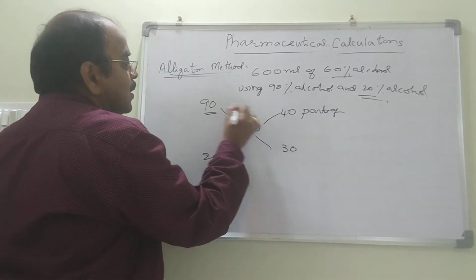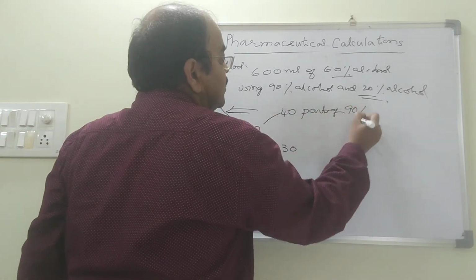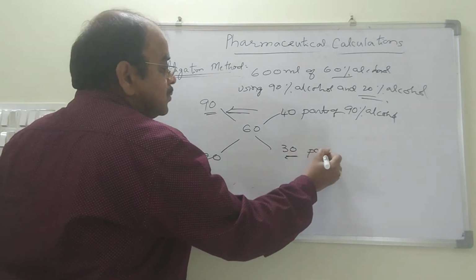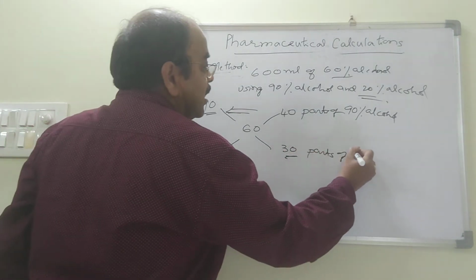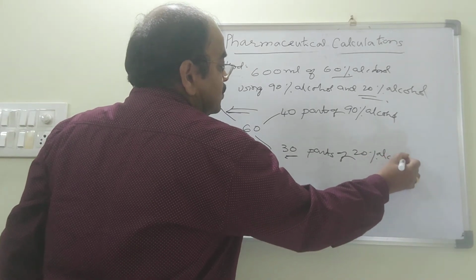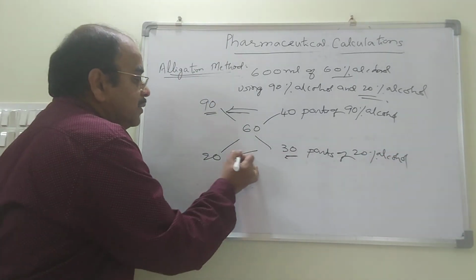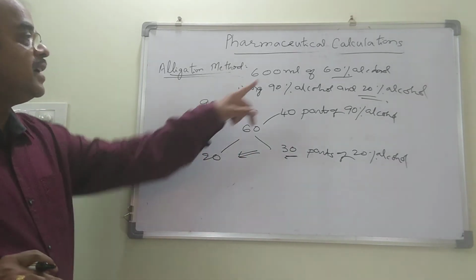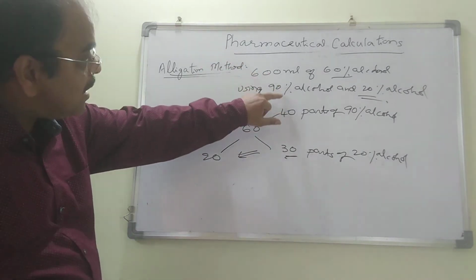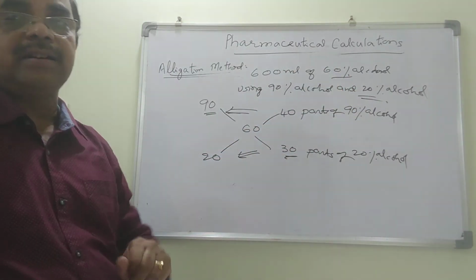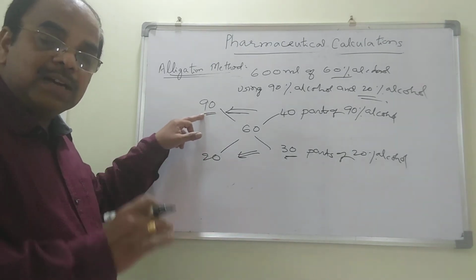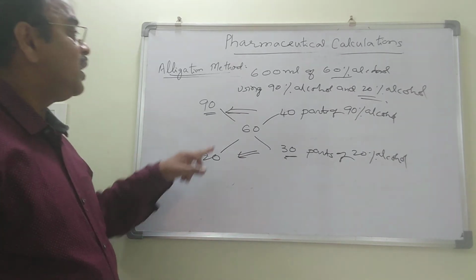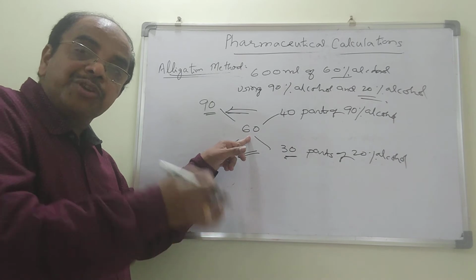40 parts of 90% alcohol and 30 parts of 20% alcohol. In the previous problem, we said 0, only water is used, but here we are not using water. It is given directly. Using the 90% alcohol and 20% alcohol, prepare 60% alcohol. So 90% is the strength of the concentrated solution, 20% is the strength of the dilute solution, and 60% is the strength of the solution to be prepared.